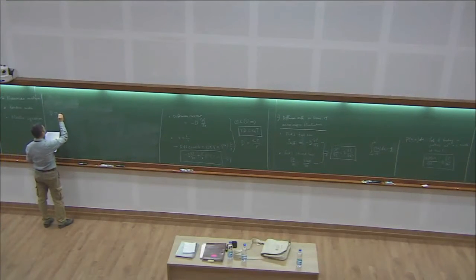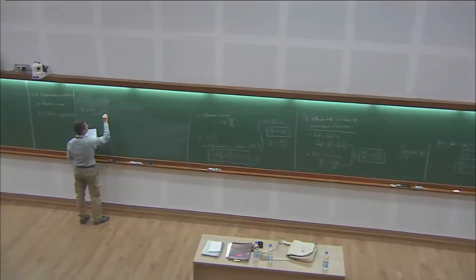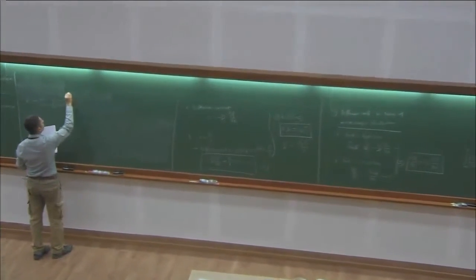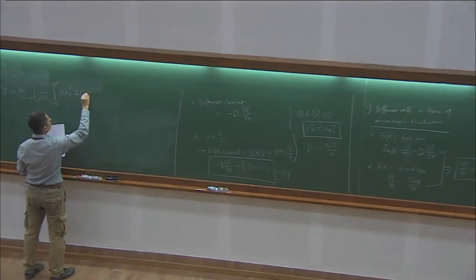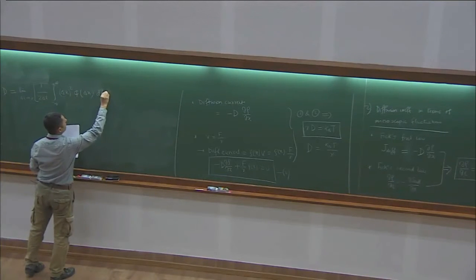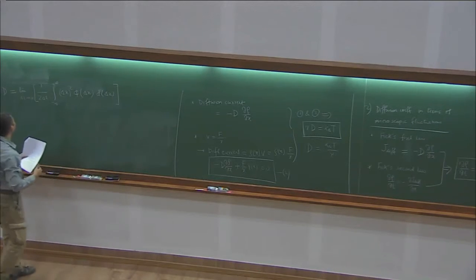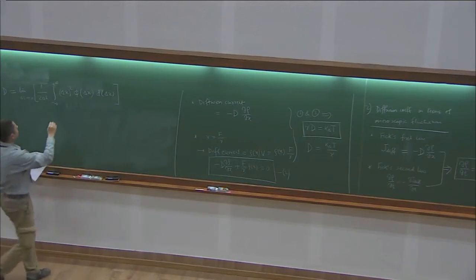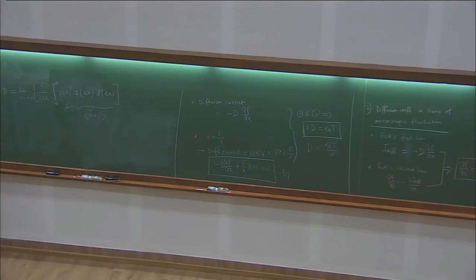So if these are both the same, then D has to be equal to that object, right? So that's equal to the limit delta t going to 0 of 1 over 2 delta t times the integral from minus infinity to plus infinity of delta x square phi of delta x, right? So this is what we are calling delta x square. So this is the quantity, the diffusion coefficient.